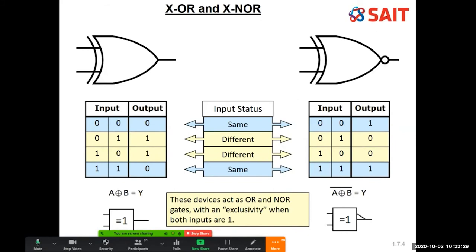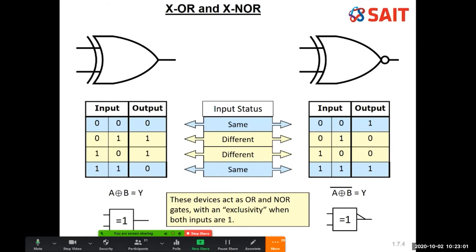So if I look at my truth table, if A or B is true, and only if one of them is true, the output is going to be true. If A or B is false, or if both the inputs are true, the output is going to be false. So if both the inputs are the same, the output is going to be false. If one input is high and one input is low, the output is true, an exclusive OR.